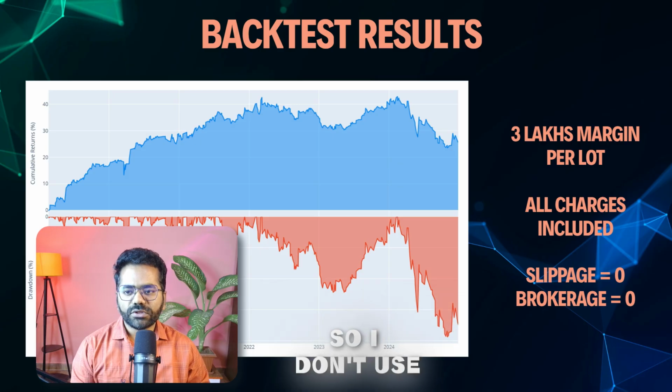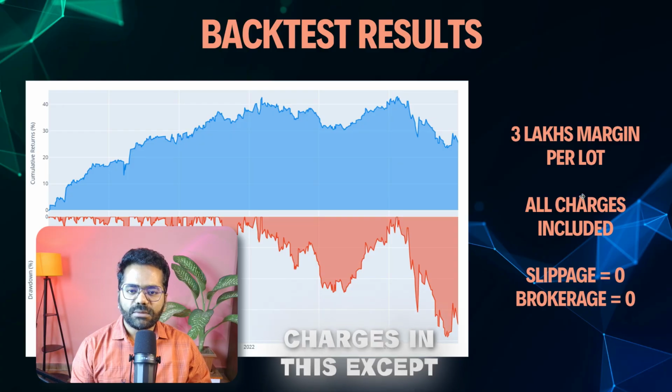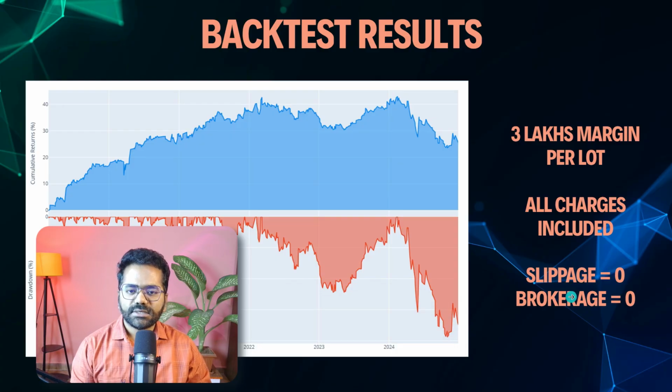So I don't use the full data for my optimization. I consider 3 lakhs for one lot as a margin because you will need close to that on expiry day. I have included all charges in this except slippage and brokerage. The brokerage I have not added at all in this test. The reason is that I am doing it in Kotak Neo and it is 0 brokerage if I am doing it through API. Since I am doing algo trading, the brokerage is 0.